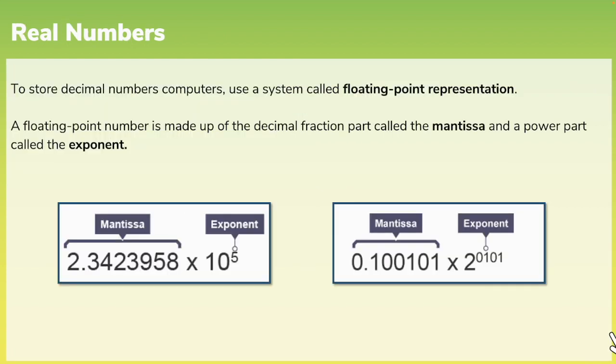Let's now move on to talk about real numbers. So real numbers are numbers with decimal points. To store real numbers, we use a system called floating point representation. The fraction part is called the mantissa, and the power part is called the exponent. You may have made the link between floating point representation and scientific notation.